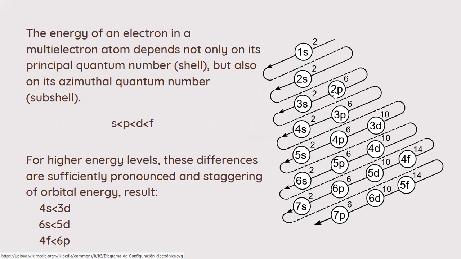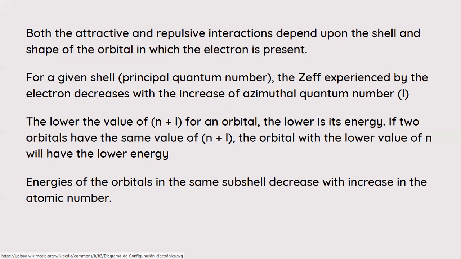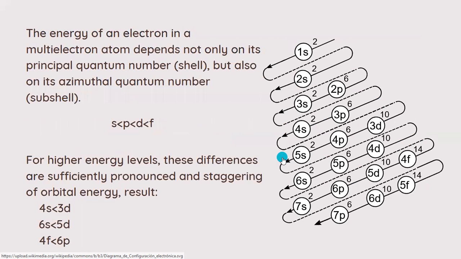Okay, but the thing over here, if you see here, is that if the n plus l value of two orbitals is equal, the orbital with the lower value of n will have the lower energy. So here, if you notice, our 2p orbital has 2 plus 1 equals 3, and 3s has 3 plus 0 equals 3. So both of these n plus l values are the same. But here, the principal quantum number for the p orbital is 2, and for the s orbital is 3. That is why the 2p orbital will have a lesser energy than 3s.